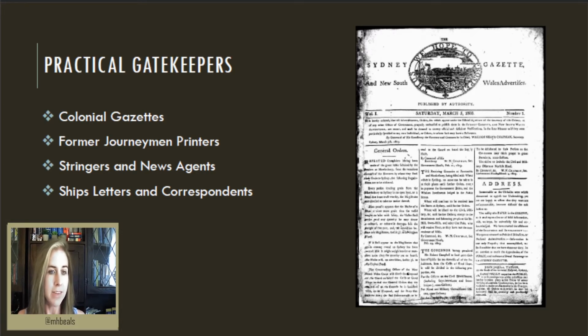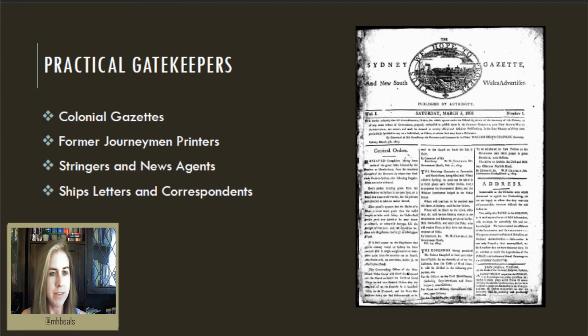So the first set of gatekeepers were generally colonial gazettes, so the official organs of the British government in, for example, Sydney or the West Indies. These were most commonly the first newspapers to be established in major new colonial centers, and they were given a little bit of preferential treatment when it came to information coming back to Britain about those locations, particularly in Australia, where the Sydney Gazette had essentially a monopoly for 20 years on newspaper discourse about Australia.